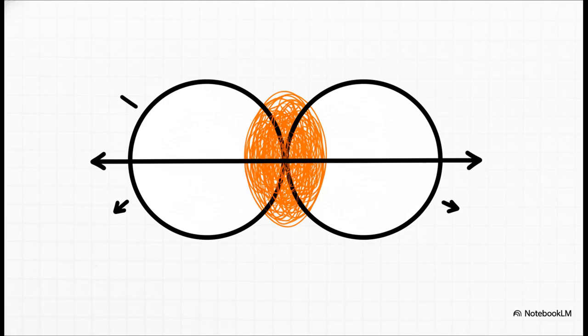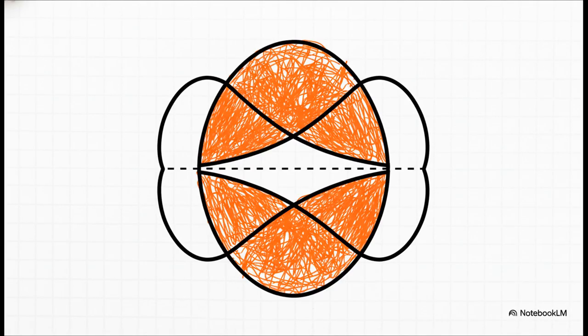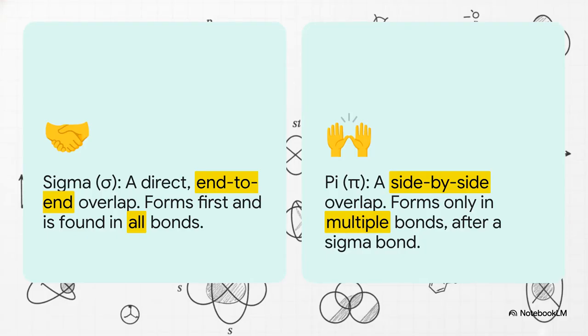It's the foundation. Then you've got the pi bond. This one's different. It's more like a sideways high five. It only shows up after a sigma bond is already there. It's a side-by-side overlap that creates these electron clouds above and below the main connection, with a weird little dead zone, a node, right in the middle where there are no electrons. So, just to lock it in, sigma is the head-on, super strong bond that forms first, right between the atoms.